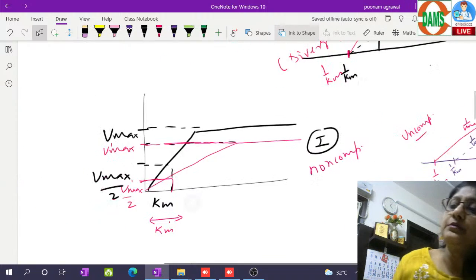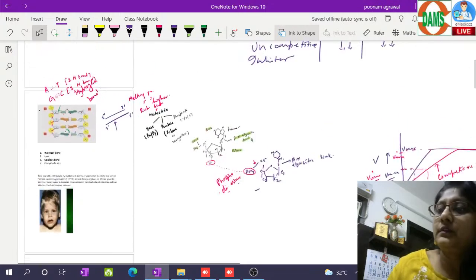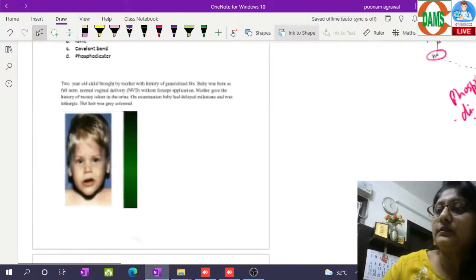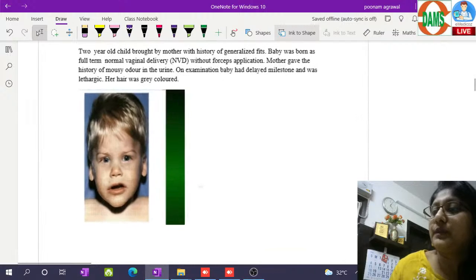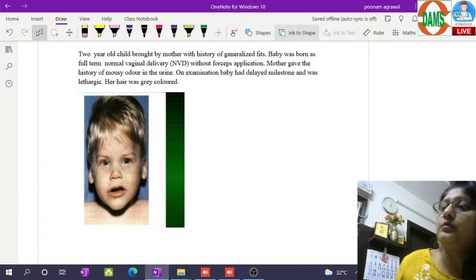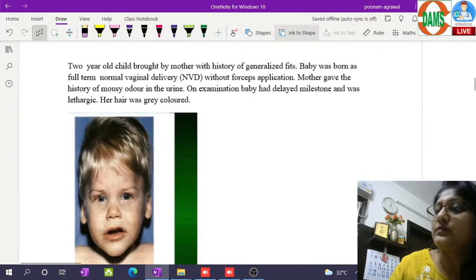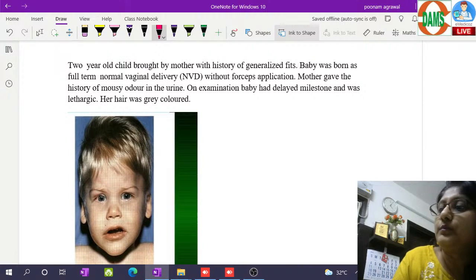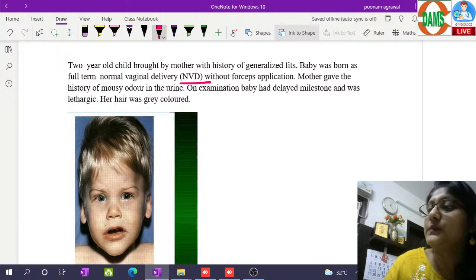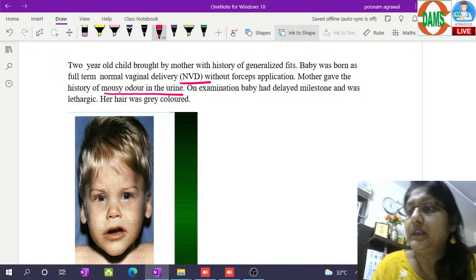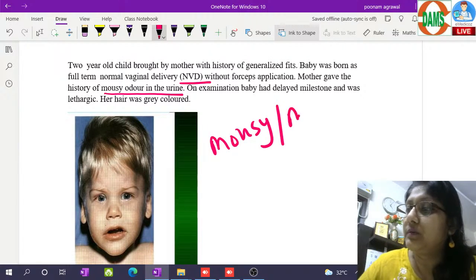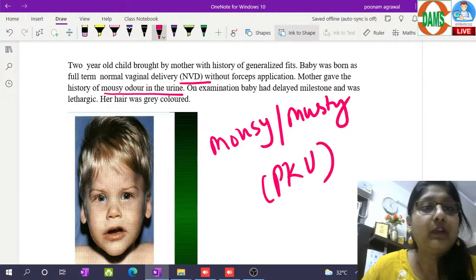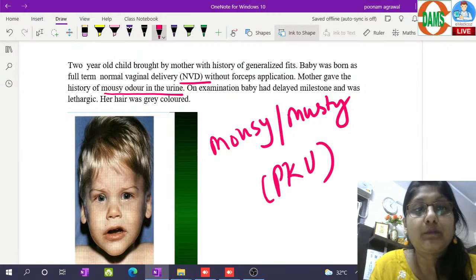Great. Now coming to the next aspect of today's discussion, you see this is a picture of a baby. A 2-year-old child is brought with a history of generalized fits, born full-term by normal vaginal delivery without forceps, with the mother noticing a mousey odor in the urine. Which disease has a mousey odor? Mousey odor is also called musty odor, and musty odor is seen in phenylketonuria, PKU. Yes, mousey is otherwise called musty also.